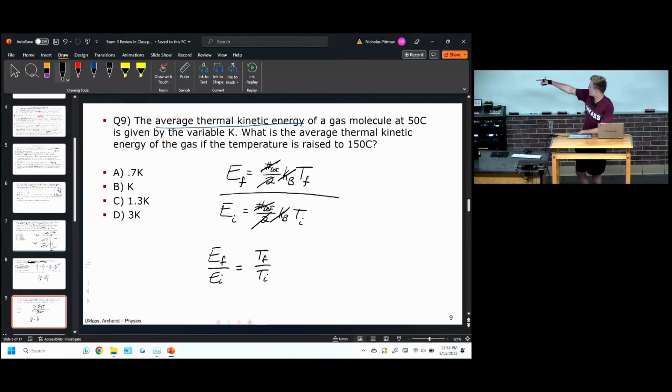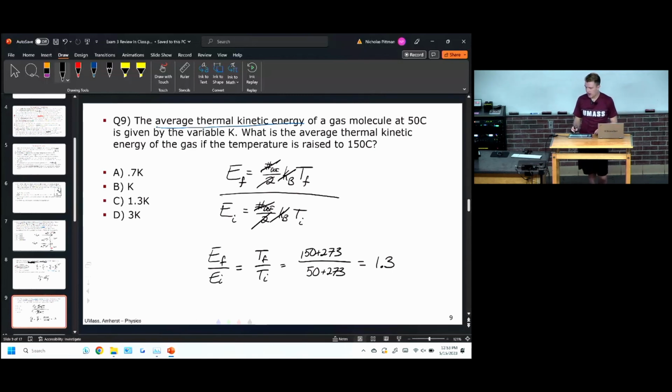T final is 150 plus 273, and T initial is 50 plus 273. Remember, I have to work in Kelvin. And if you plug in numbers, this turns out to 1.3. So the final energy is 1.3 times the initial energy.